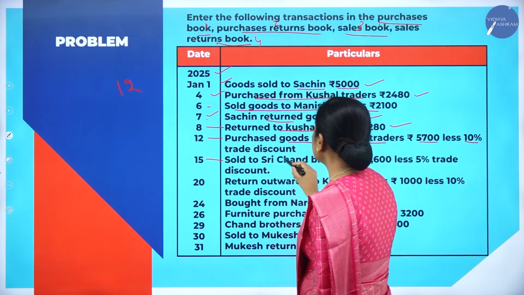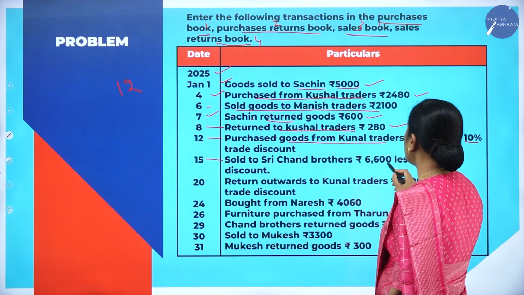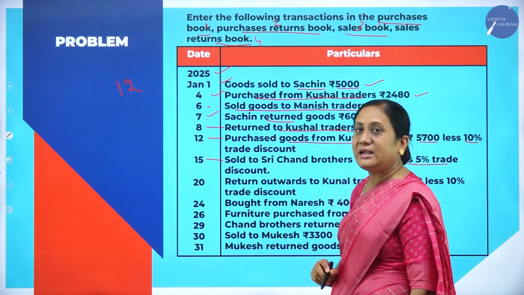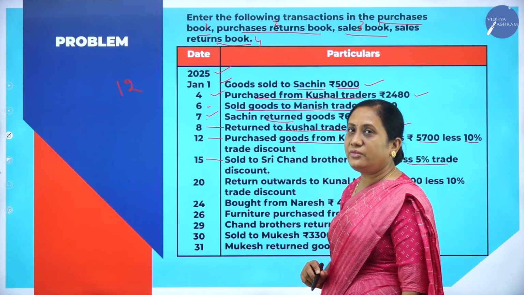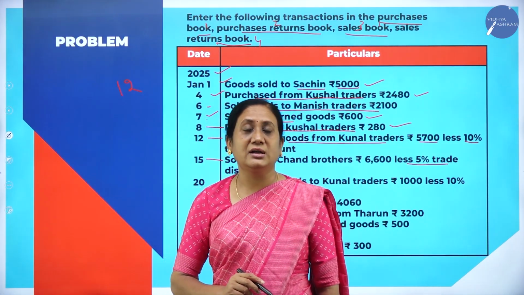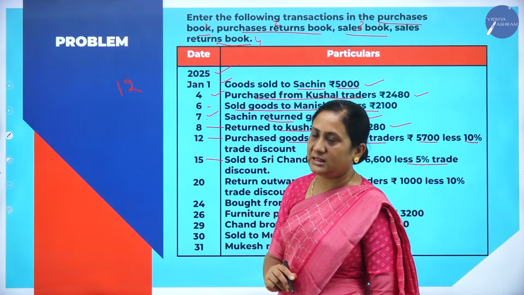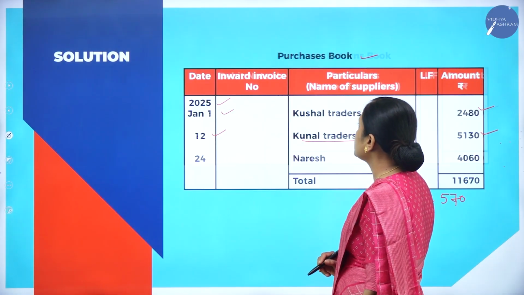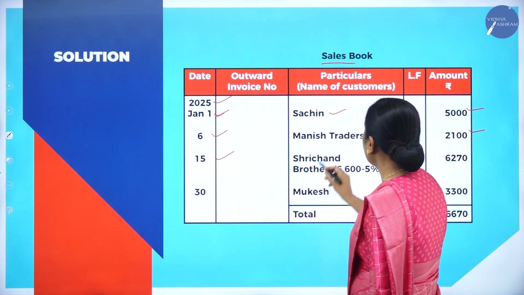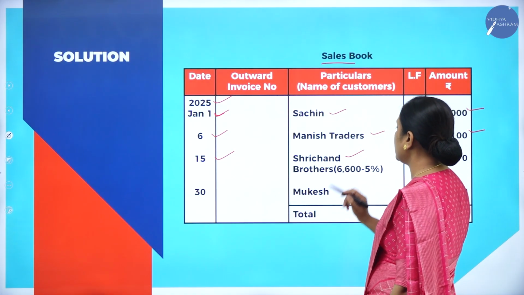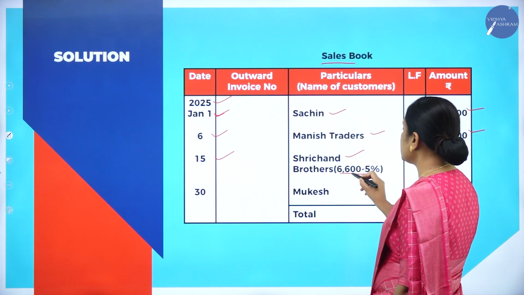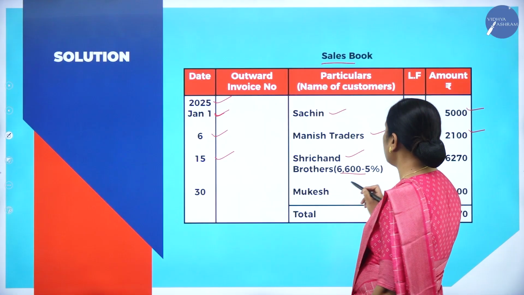15th, sold to Sri Chand Brothers, rupees 6,600 less 5% trade discount. Sold means what? It is related to sales. So where should we enter? We have to enter in the sales book. Correct. Now we will go to the sales book. Okay. Sales book, 15th. Okay. Who is the customer? Sri Chand Brothers is the customer. Okay. This is the amount, 6,600 minus 5% trade discount.